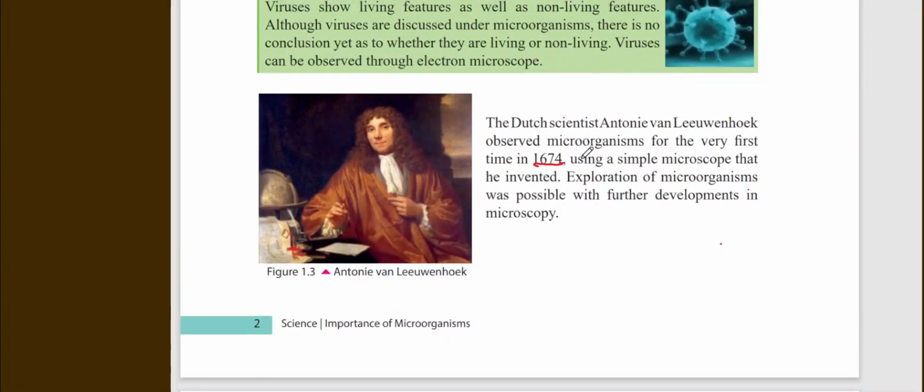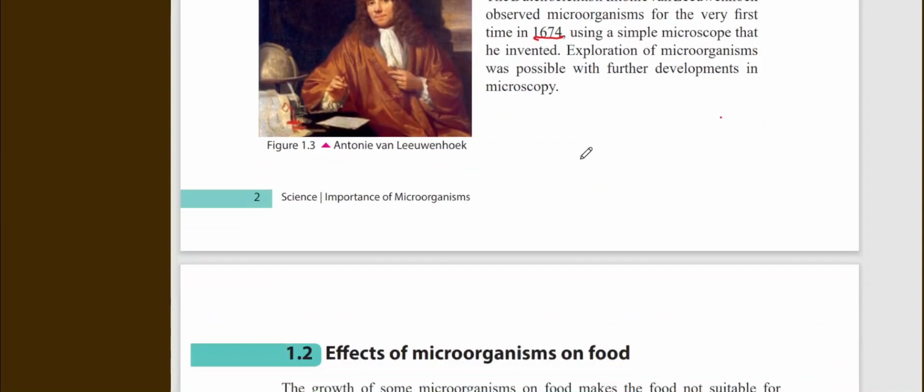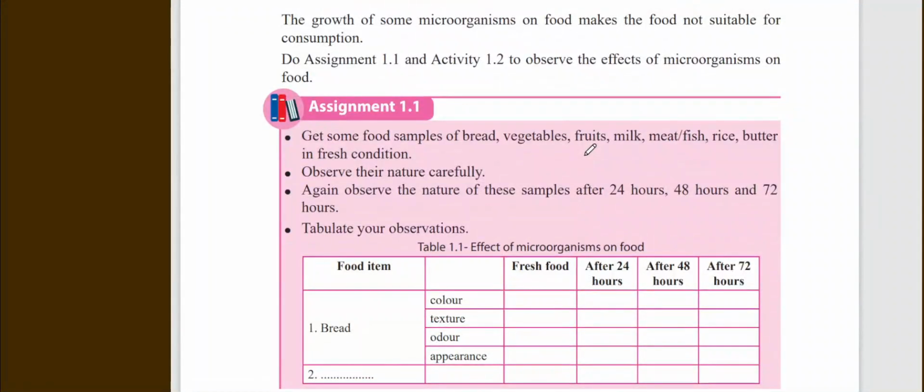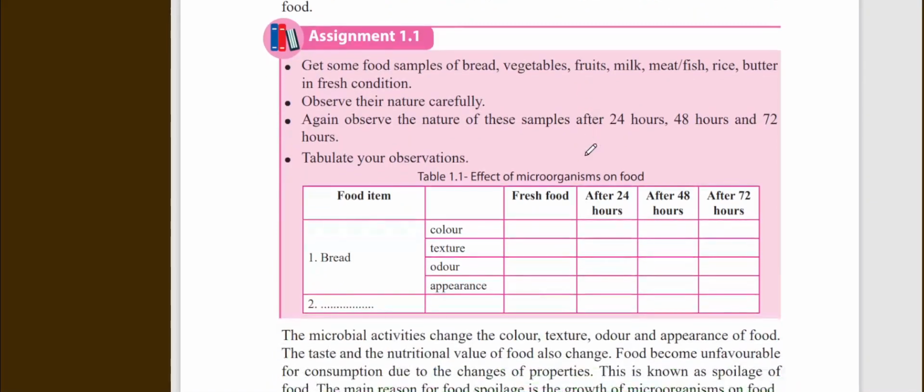So what he did was extract from teeth. Teeth means very tiny bits of organic materials you find in teeth. It was observed, and he discovered bacteria. And so the credit for discovering bacteria goes to him. Clear? That is it.